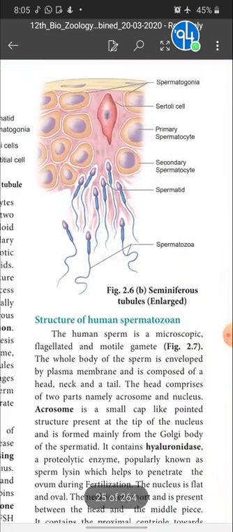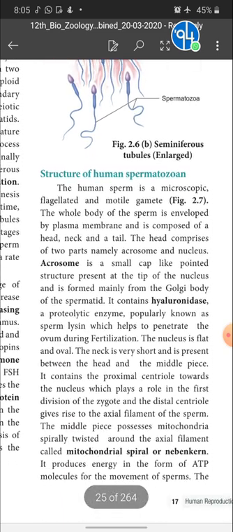Next one is the structure of spermatozoa. You will get it as a 5-mark question, children. The human sperm is a microscopic, flagellated and motile gamete. So, human sperm is motile in nature, that is, it can swim, it can move, and it has flagella. Since it has flagella, it will move. The whole body of the sperm is enveloped by plasma membrane and is composed of a head, neck and a tail.